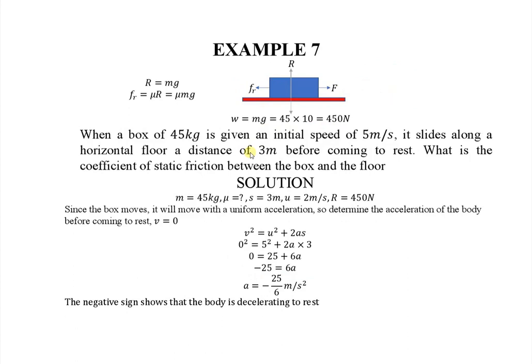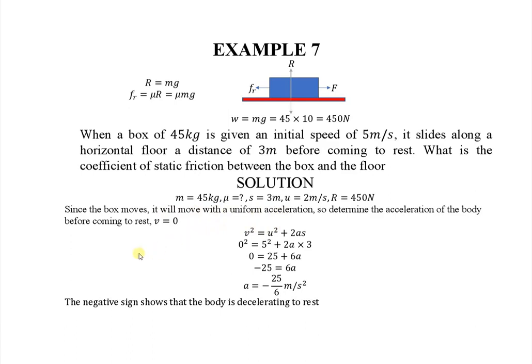Now let's look again at another example. When a bus of 50 kg is given an initial speed of 5 meters per second, it slides along a horizontal floor a distance of 3 meters before coming to rest. What is the coefficient of static friction between the bus and the floor? All right. Since the bus moves with a uniform acceleration, we determine the acceleration of the body before it comes to rest.